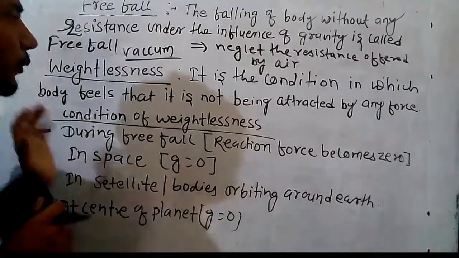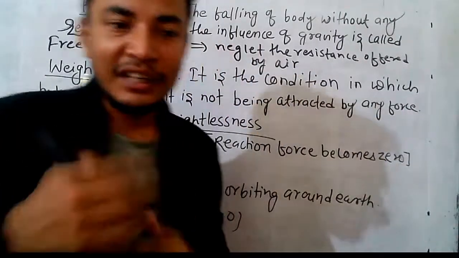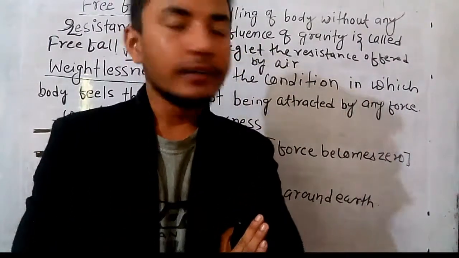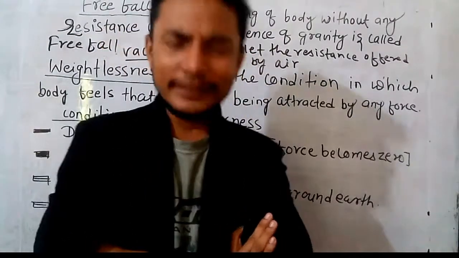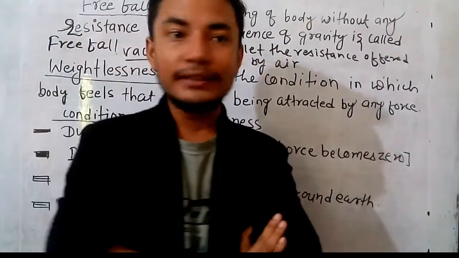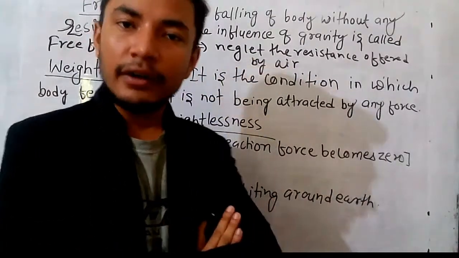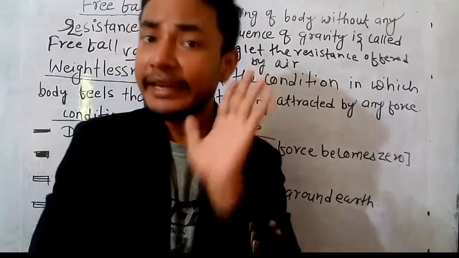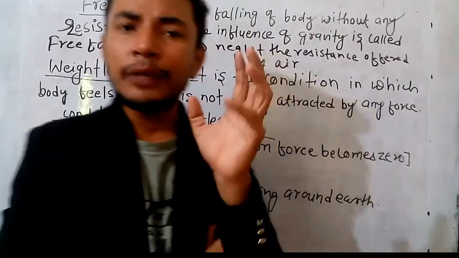So the second one is weightlessness. Now what is weightlessness? The usual definition is that the weight of the body becomes zero. That is not a 100% right definition, because during weightlessness it is not necessary that the weight of the body becomes zero, because g is not always equal to zero during weightlessness. So remember, weightlessness is not a condition in which the weight of the body becomes zero, but it has a case of weightlessness in which the weight of the body becomes zero.